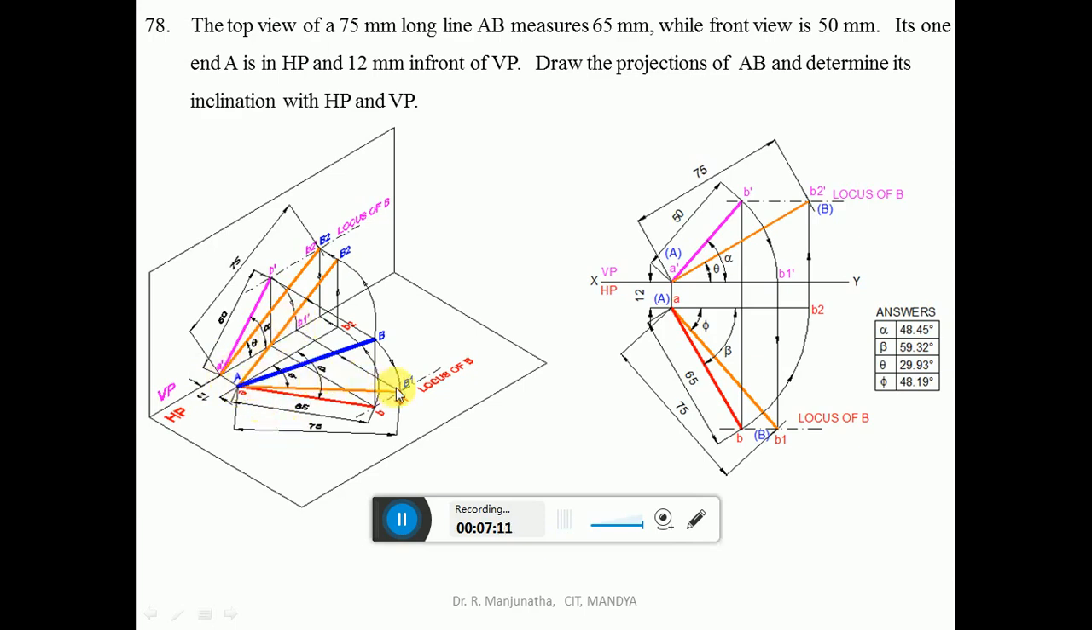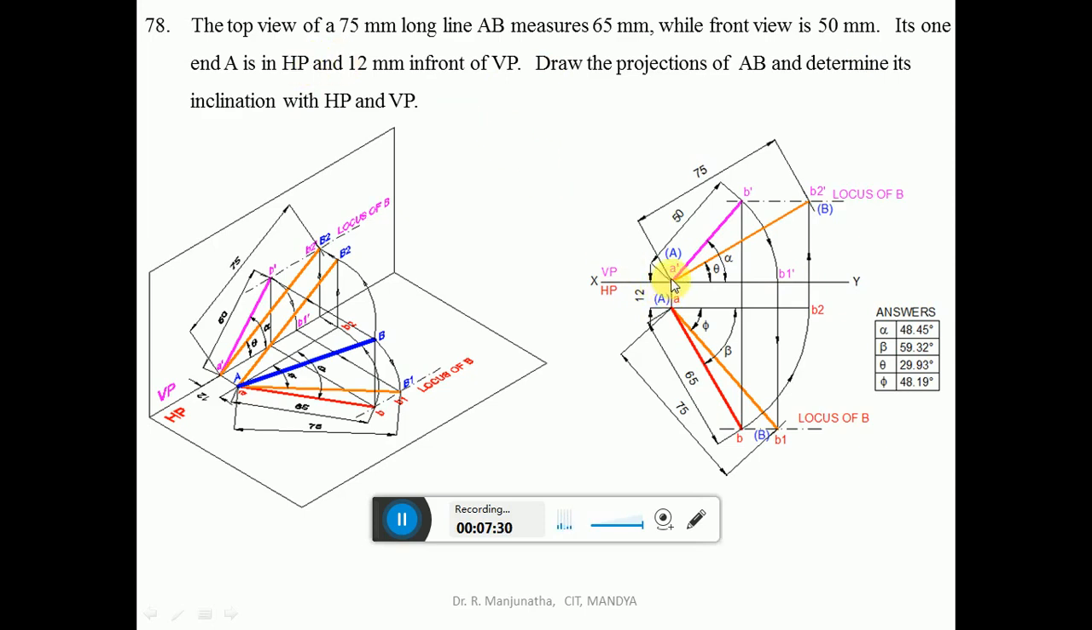So this is how we will be able to analyze the problem in 3 dimensions. Now we are going to solve the problem in 2 dimensions in the sketchbook. First you draw the XY line and mark VP and HP. Then he says one end A is in HP and 12 mm in front of VP. So A in HP means the image is on the vertical plane.